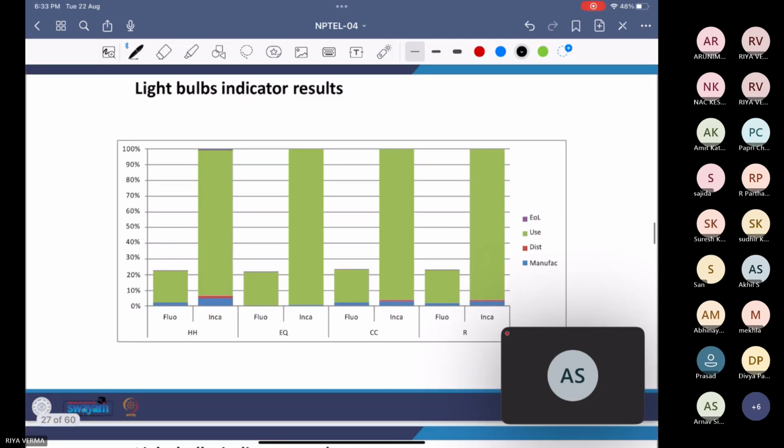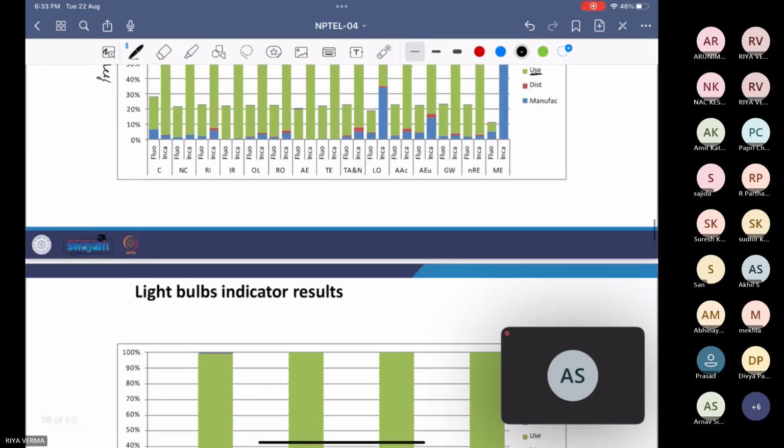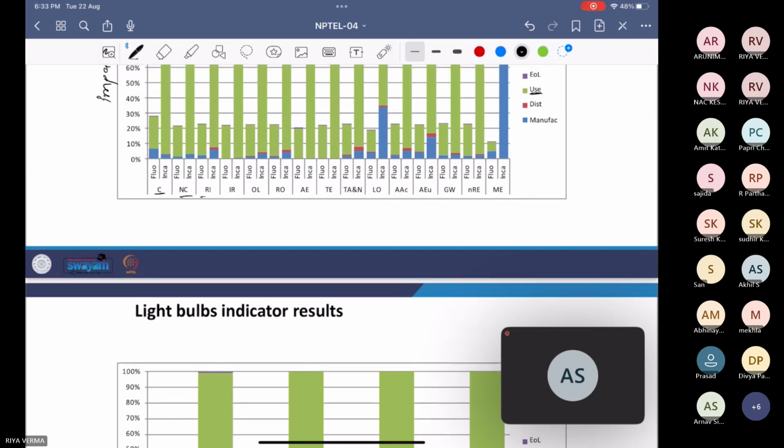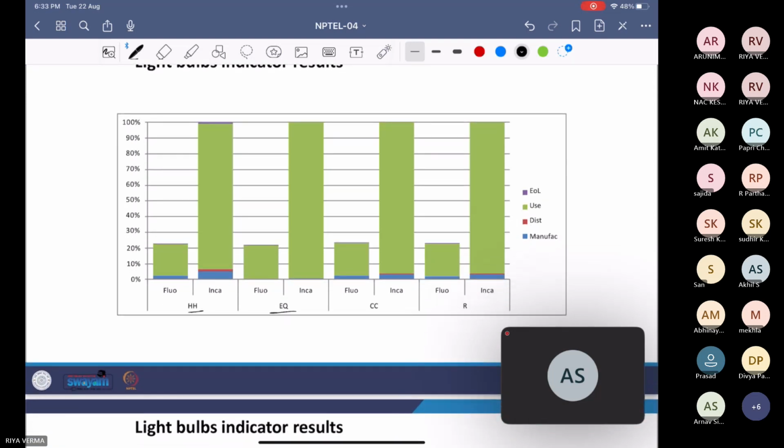And see, these are all the midpoint indicators that we have considered here. And here, these are all the endpoint indicators like climate change. This is resource extinction.